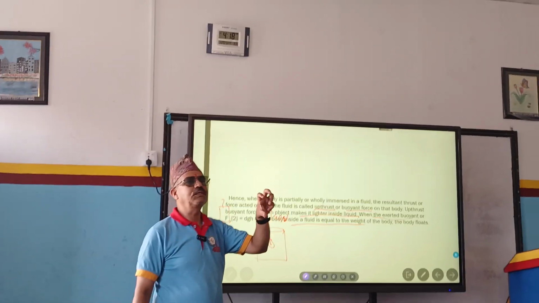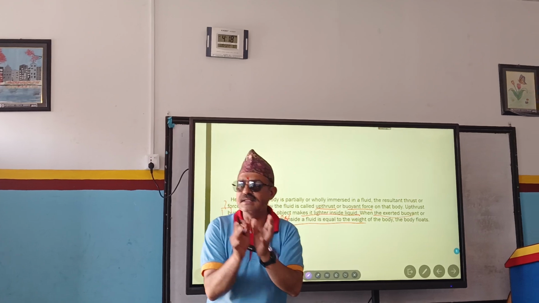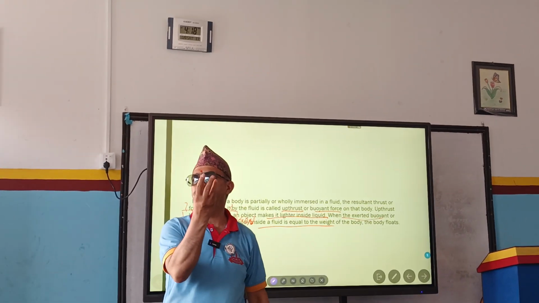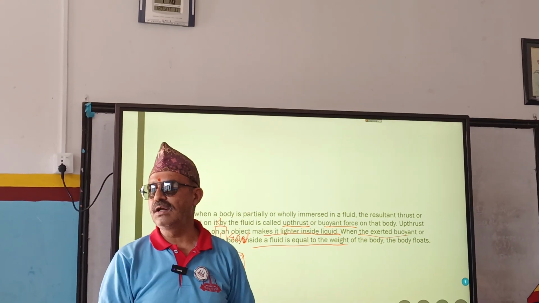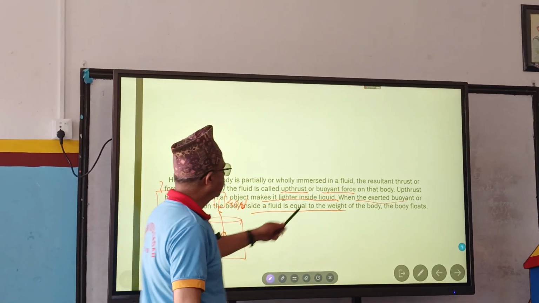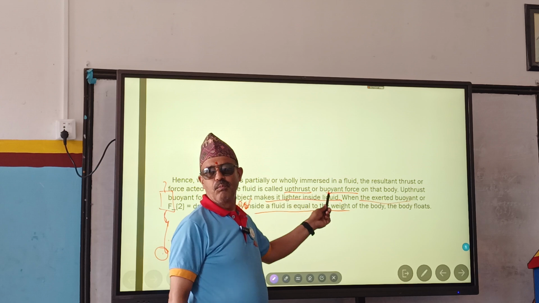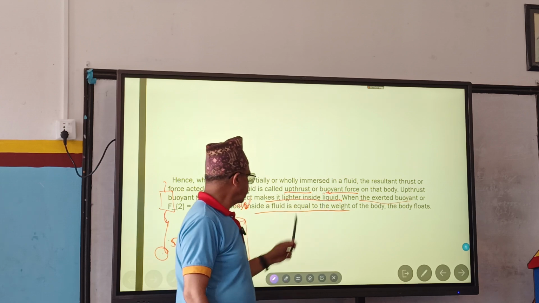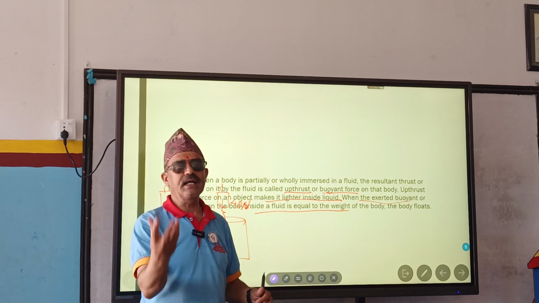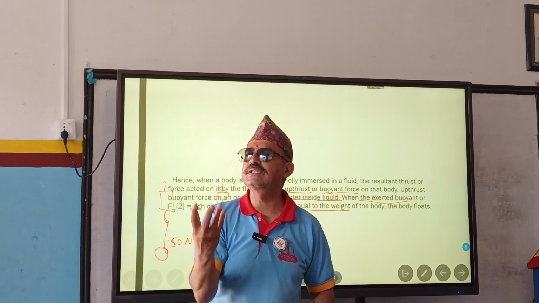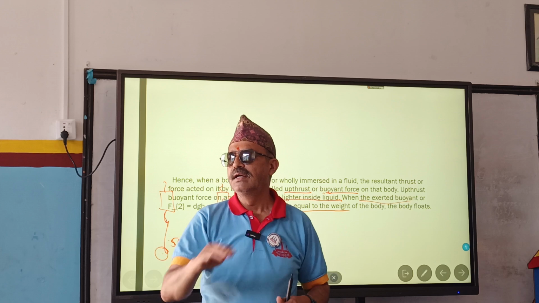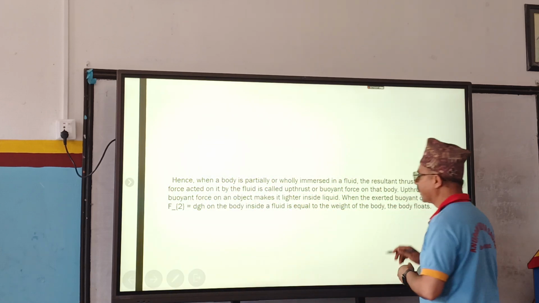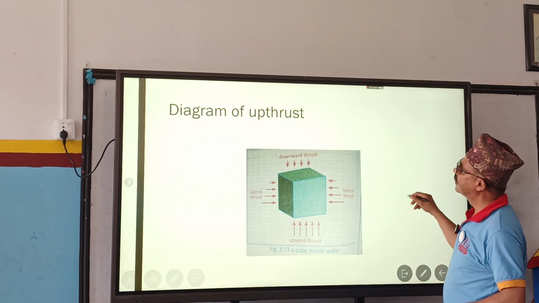Here we have to make the concept clear that if anything is kept inside the liquid or fluid, the liquid pushes it with some force. What is that force called? Upthrust or buoyant force. And it is said, if that upward pushing force is equal to the weight of the body, then the body floats. The body completely floats.